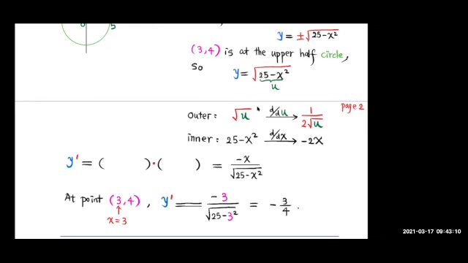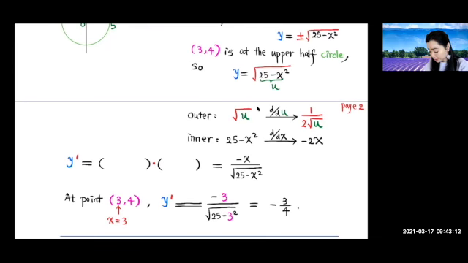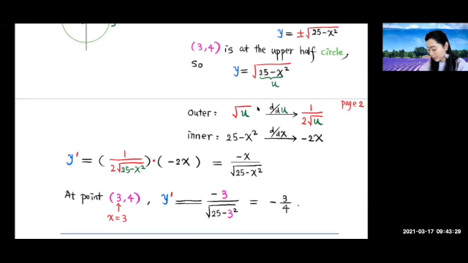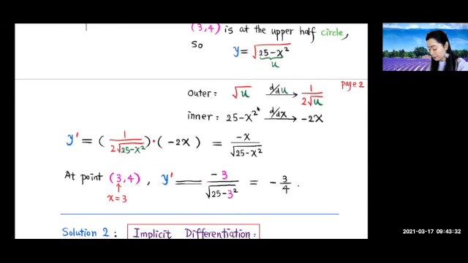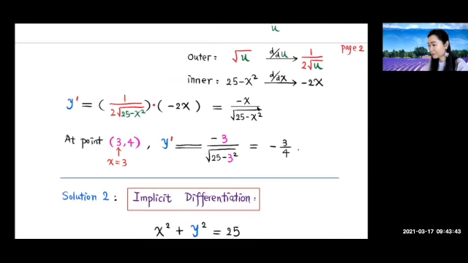So y prime is going to be 1 over 2 times square root of 25 minus x squared multiplied by the derivative of this inner function, which is negative 2x. And you simplify, you got this. Now you can substitute x equal to 3 into this x here to find y prime, and it turned out to be negative 3/4. Okay, so that's one way to do it.